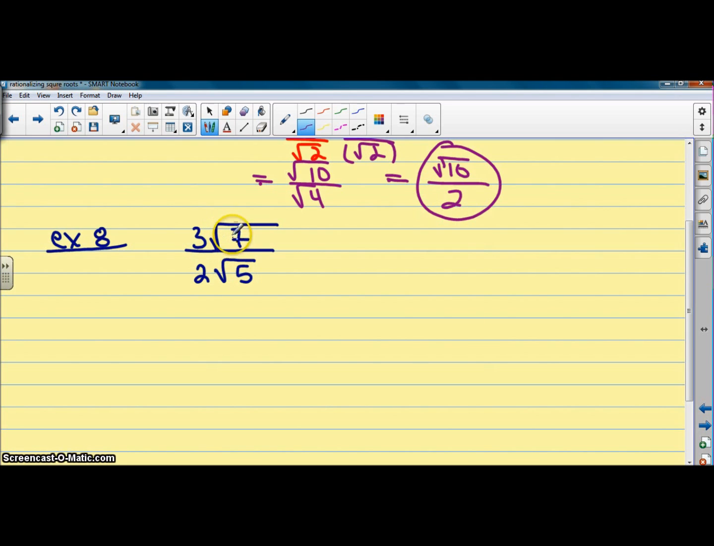At a quick glance, I can see that neither radical reduces or simplifies. There are no perfect squares in them, nor do 7 and 5 have any common factors other than 1. So I'm going to go right to the process of rationalizing. Top and bottom by square root of 5. And I'm multiplying, remember. So I have 3, 7 times 5 under the radical, so square root of 35, over 2 square roots of 25.